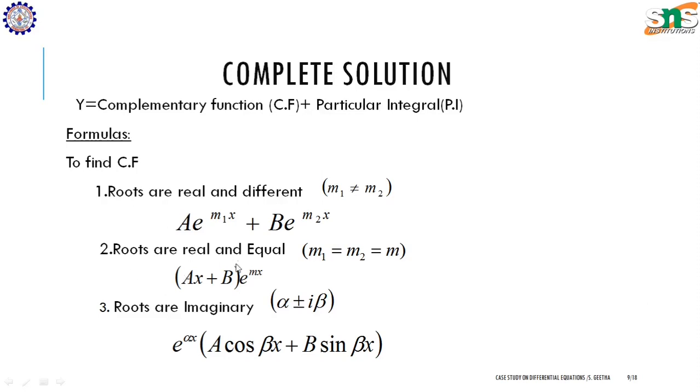In case the roots are real and equal, that means m1 = m2 = m, its complementary function is (ax + b) e^(mx). If the roots are imaginary, that means α ± iβ, its complementary function is e^(αx)(a cos βx + b sin βx).